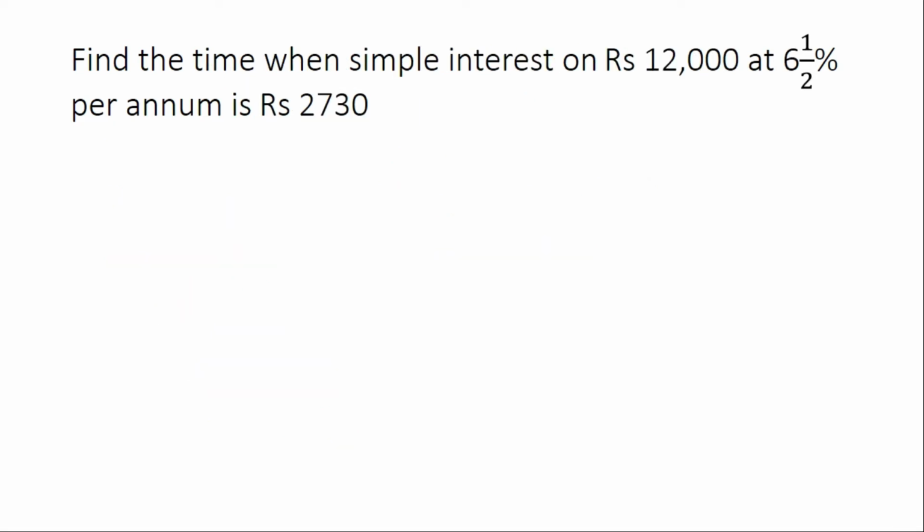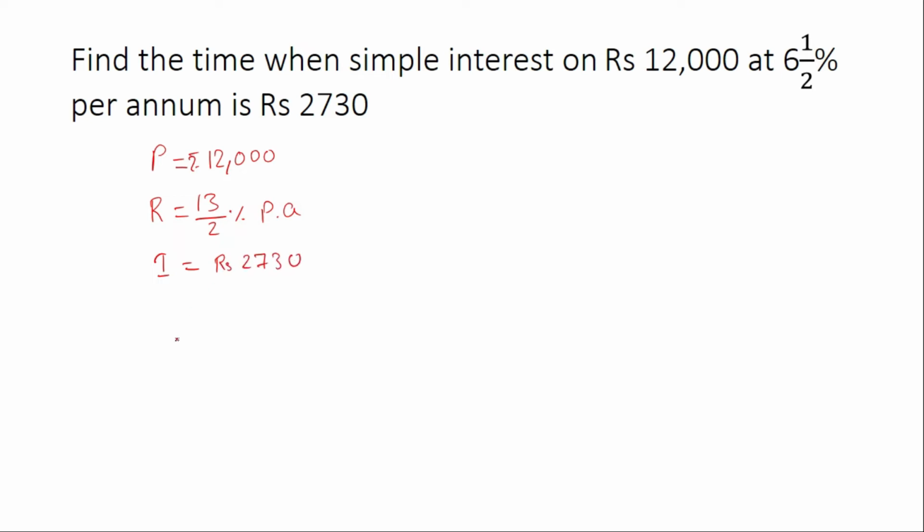Find the time when simple interest on rupees 12,000 at 6.5% per annum is rupees 2730. So here principal is given rupees 12,000, rate is given 6 whole 1 by 2, that means 13 by 2 percent per annum, and interest is given rupees 2730.